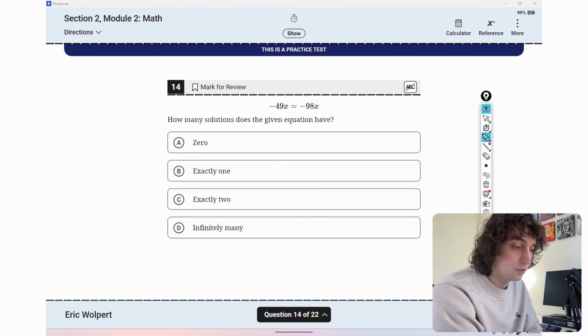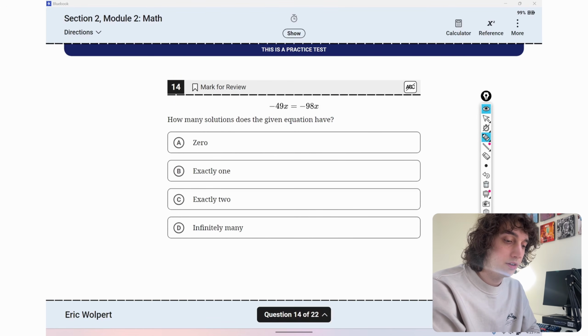Number 14 asks, how many solutions does the given equation have? So there are a couple ways you can think about this.